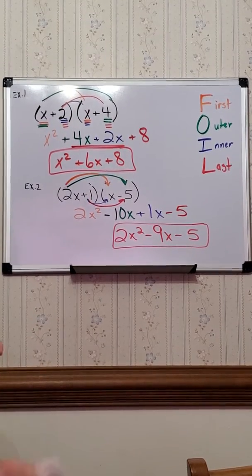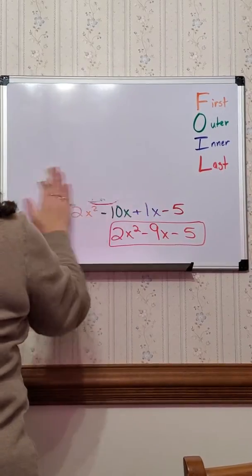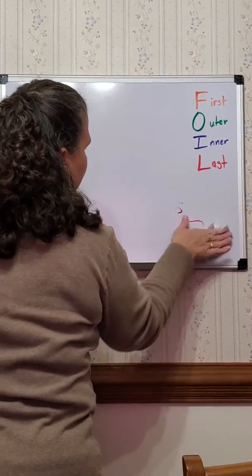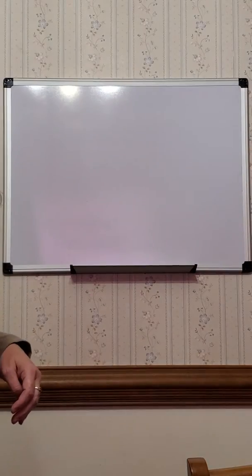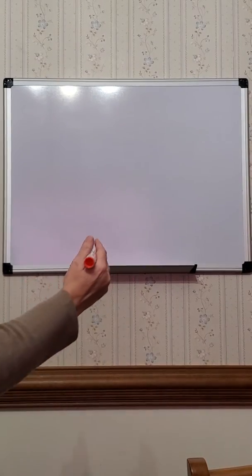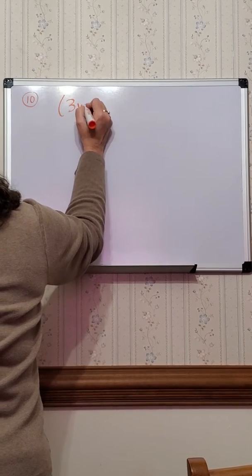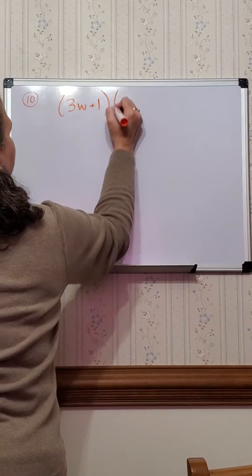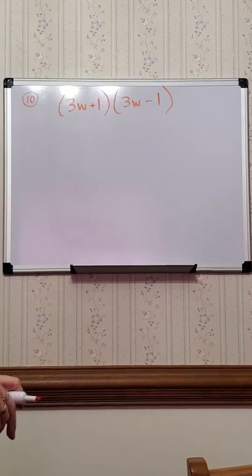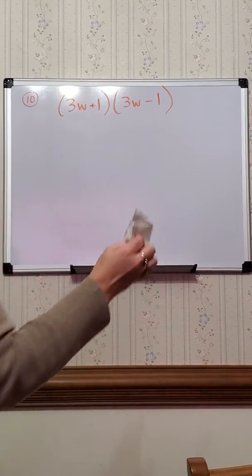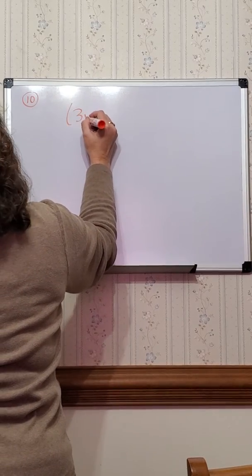So let's look at a couple more of these problems. Let's go ahead and jump down to number 10. That's the last one on the first page of our notes. I probably should have left that up for you. All right, so we're going to jump down to number 10. So we've got 3w plus 1, 3w minus 1. Now this one's going to work just a little bit different, which is why I wanted to show it to you. Actually, let me bring it down so that we can actually show our distributive.